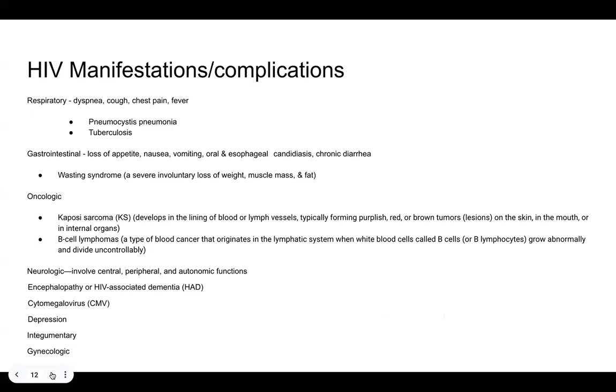So HIV manifestations and complications. Respiratory, the respiratory system is affected. This can include dyspnea, cough, chest pain, fever, and complications from this include pneumocystis pneumonia and tuberculosis. The GI system is affected: loss of appetite, nausea, vomiting, oral and esophageal candidiasis, and chronic diarrhea. Complications from this include wasting syndrome, which is a severe involuntary loss of muscle mass, weight, and fat.